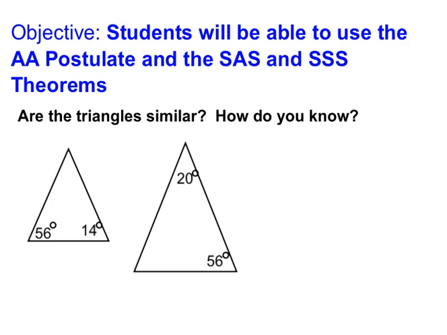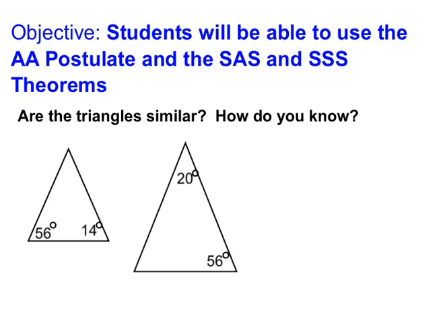All right, here's the second objective. It says students will be able to use the angle-angle postulate and the side-angle-side and side-side-side theorems. We talked about these similar theorems that were about congruence, so these ones are just about similarity. Remember, similar means that you have one object that's smaller and one object that's larger, but all their angles are congruent and their sides are proportional. And so this one says, are the triangles similar? How do you know?